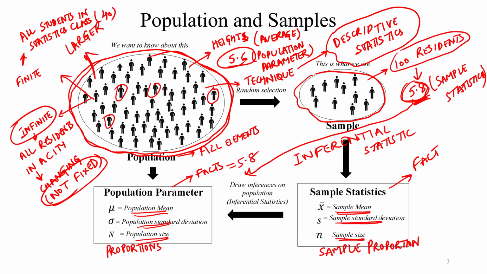In this course, mostly samples are represented by English letters, whereas the population is represented by Greek letters. This is important. Don't get confused between population mean and sample mean. Population mean is represented by mu, whereas sample mean is represented by x bar. Population standard deviation is represented by sigma. Sample standard deviation is represented by s. Population size is represented by capital N, and sample size is represented by small n.